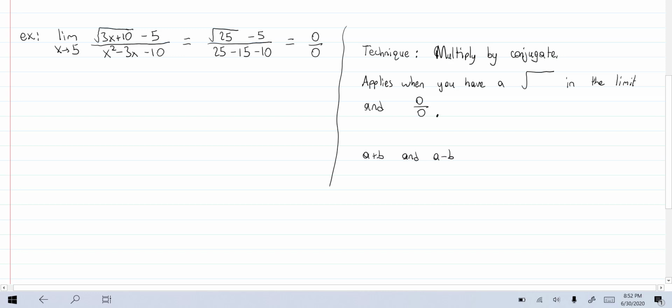These two expressions, a plus b and a minus b, we call these two expressions conjugates. So they are conjugates of each other. A plus b is the conjugate of a minus b, and vice versa, a minus b is the conjugate of a plus b.